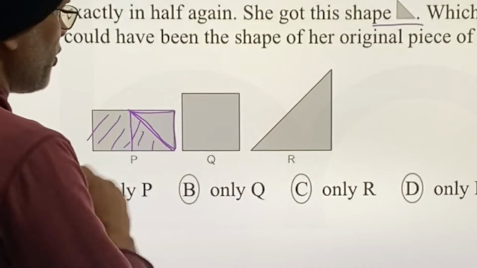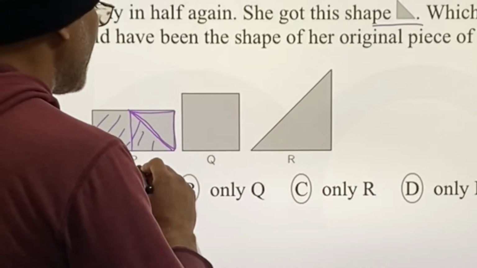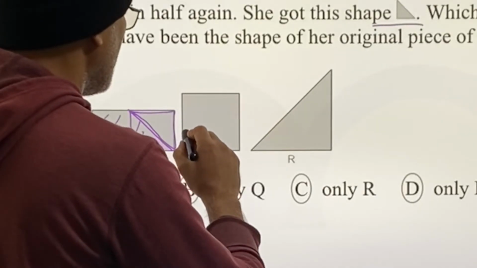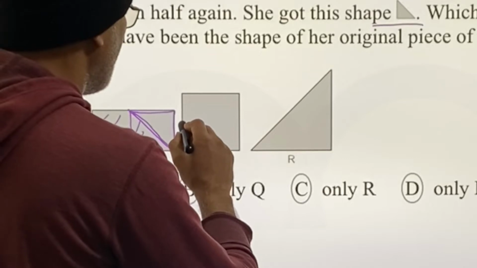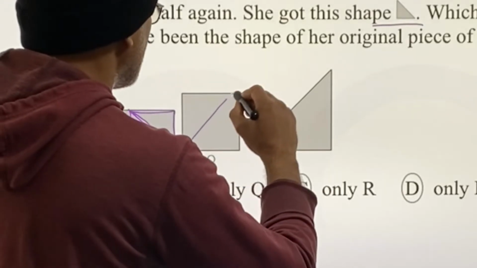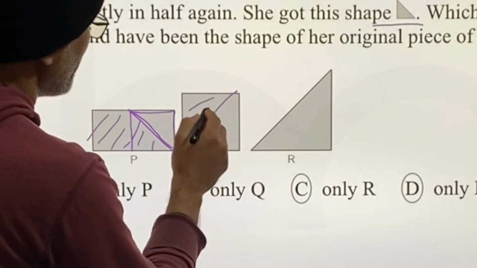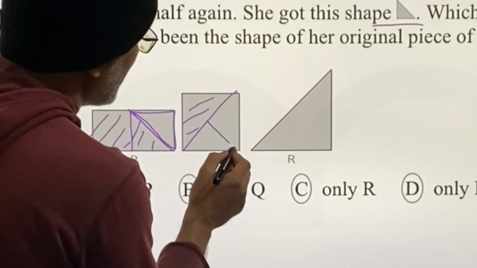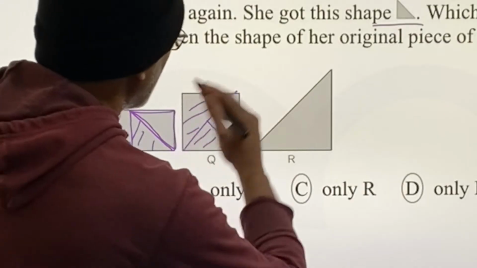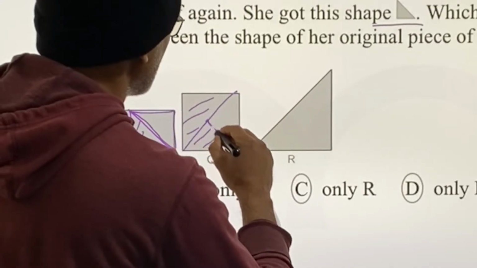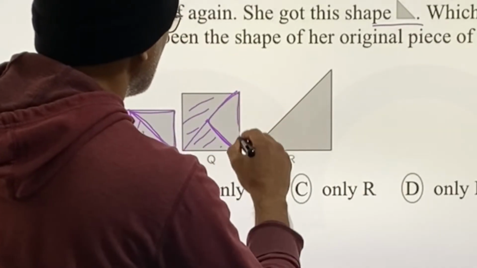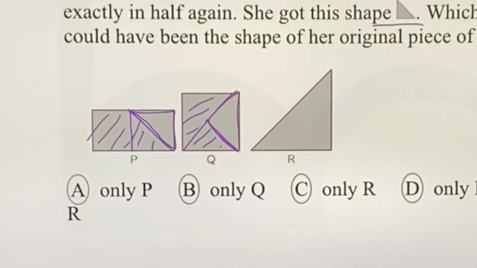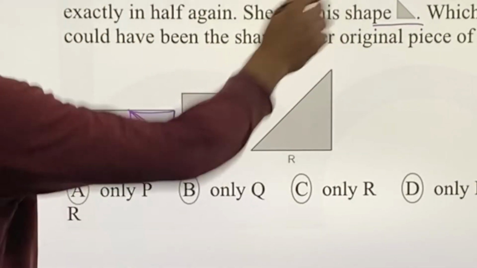Now for Q, let me fold like this, right? I fold one on top of the other, so this folds on top of that. And then I'm going to fold it like this. So again, this is going to be a right angle, right? This is also going to result in that shape.